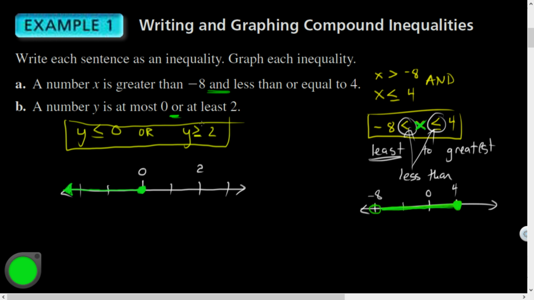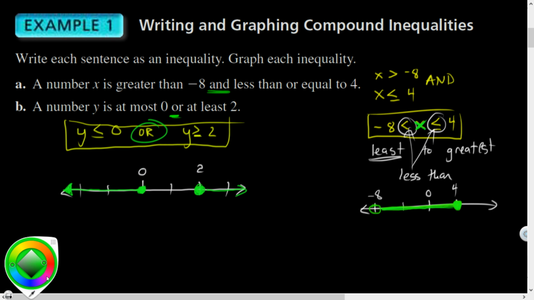Now the other half, Pooja, how do I graph this part of it, the or compound inequality? It's going to shade to the right, yep. And it's closed or open? Closed, and at which number? At the 2, yeah, right? So closed and shaded that way. And notice that the or graphs will be shaded away from one another.